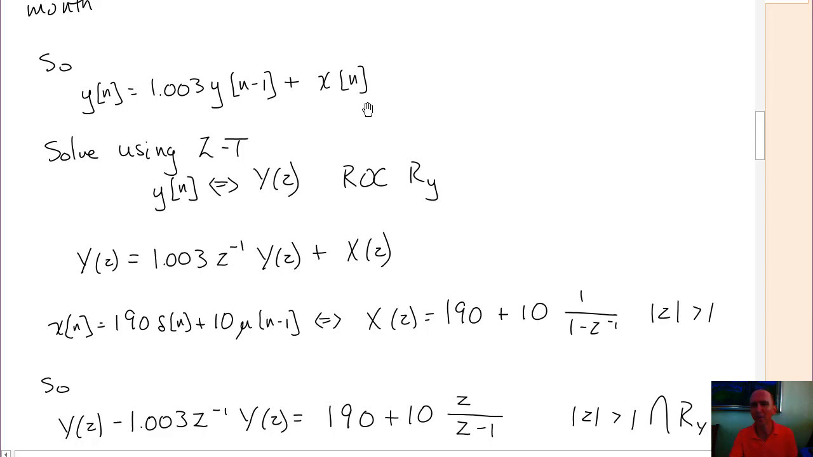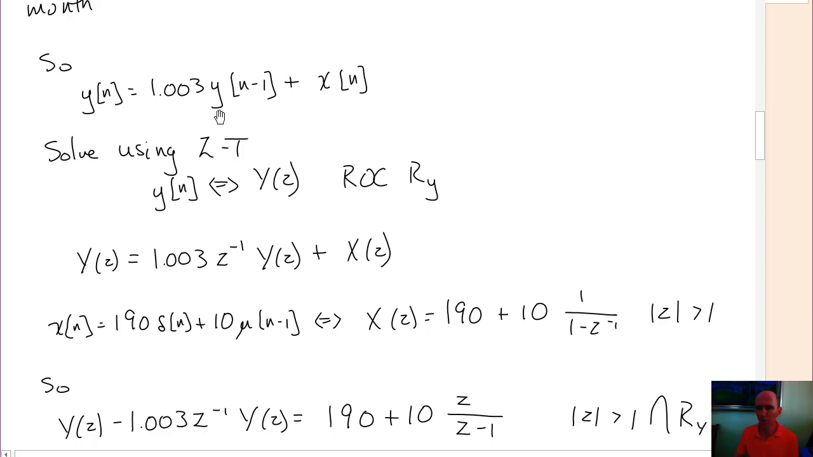Now, we want to use Z transforms to solve this equation. So what do we do? Well, we take the Z transform of this equation, right? y of n is going to have Z transform Y of z. So this term we write as Y of z. Now what do we do with the second term?